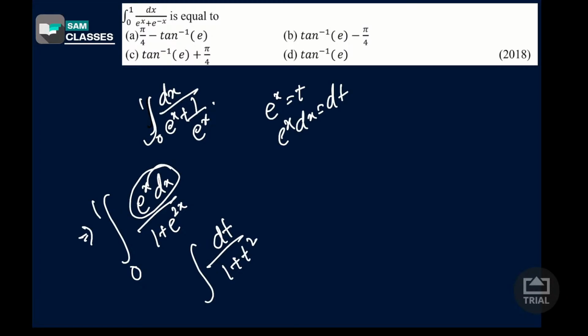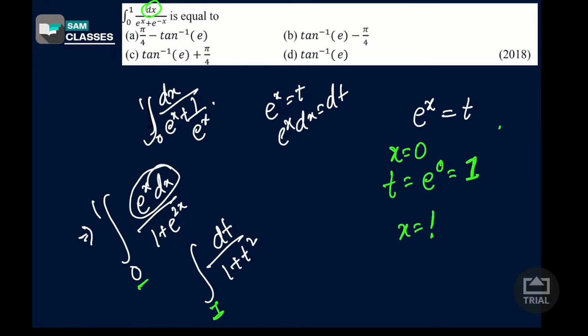Now, very simple. Now, coming to the limits. Limits is very, very simple. See what I have taken? I have taken e power x as t. Earlier, these are the limits of x. So, when x is equal to 0, what is e power x? What will be the value of t? t will be e power 0, and that is equal to 1. So, when x is 0, t is 1. Now, second, when x is equal to 1, t is equal to e power 1, and that is equal to e.